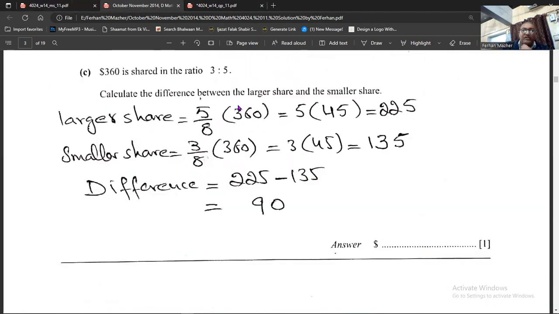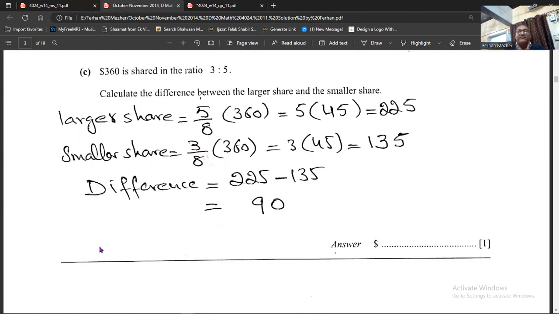Question number 6, C part. He says $360 is shared in the ratio 3:5. Calculate the difference between the larger share and the smaller share. So the larger share will be 5 by 8 of the 360. In the ratio it is 5. The sum of the ratios is 8, and 360 is the money to be divided. So 5 by 8 of the 360 will be 5 into 45, and that will be 225. The smaller share will be 3 by 8 into 360, and that will be 3 into 45, 135.